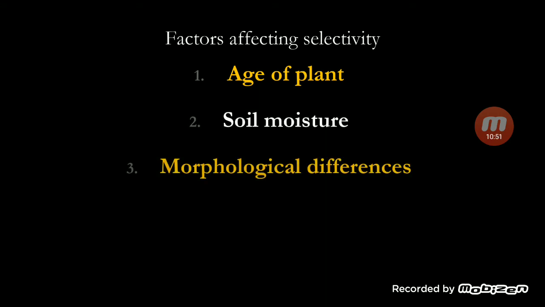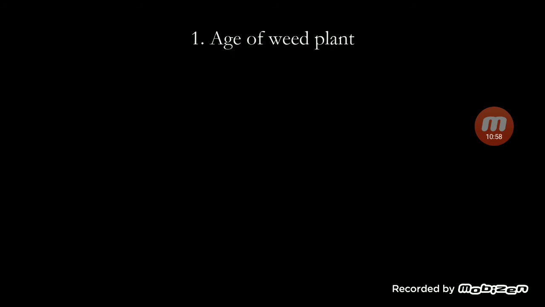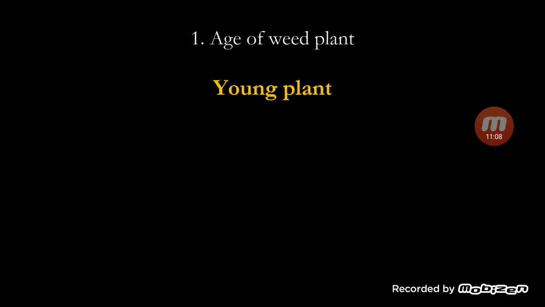Now, what are the factors affecting selectivity? The factors are: number one, age of the plant, soil moisture availability, morphological differences and physiological factors, as well as other factors. Age of the plants, young plant versus old plant. What do you think, which of the plants will have more toxicity, or we can say absorption, and what will happen to herbicide selectivity? See, if there are young plants and old plants in the crop field, the herbicide will kill young plants and old plants may survive. So, herbicide is showing a selectivity towards the young plants.